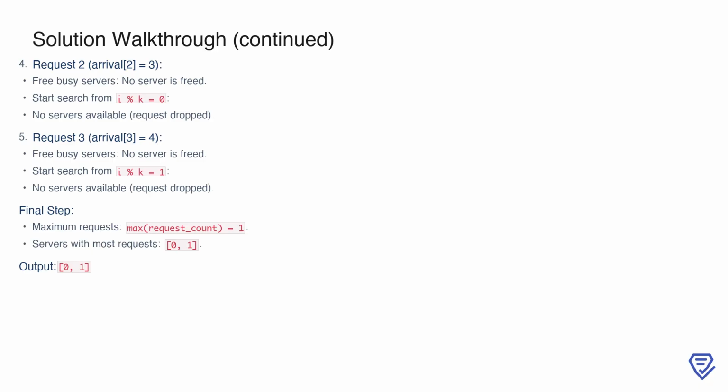At the end of this process, no server handles more than 1 request. The maximum number of requests handled is 1, and both servers 0 and 1 share this maximum count. The output for this example is 0, 1.